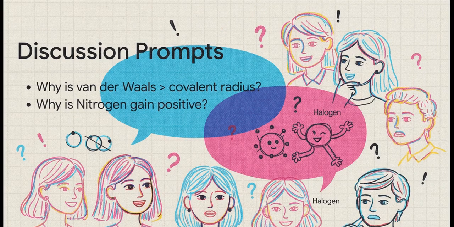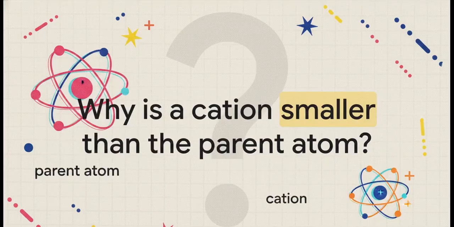Go debate these exact textbook questions out loud with your groups. Trust me, it is the absolute best way to solidify your understanding. And I'm going to leave you with this final, provocative thought to ponder. Question 14. Why is a cation smaller than the parent atom? Seriously, think about what happens dynamically when you strip away an outer layer of electrons and how that nucleus reacts to having fewer electrons to pull on.